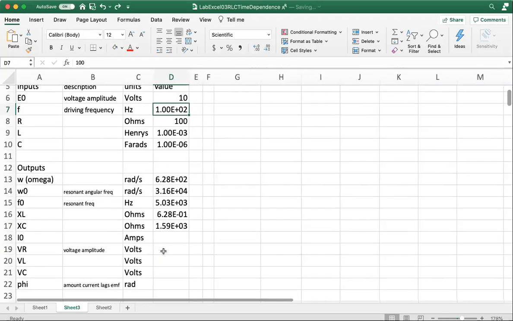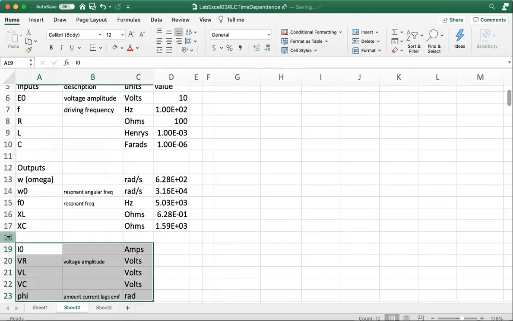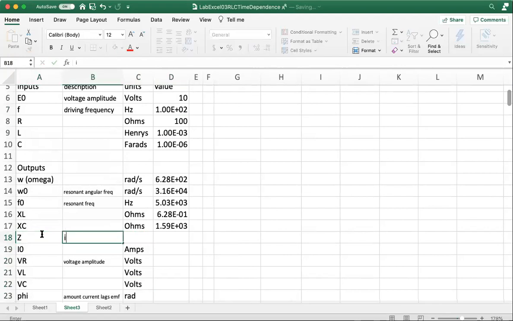All right, let's look at the impedance. I want to add another column. There's a couple ways I can do this. I cut this and pasted it in. You could also just add a row there. But I need to put in my Z, which is the impedance. It's kind of an intermediate thing.